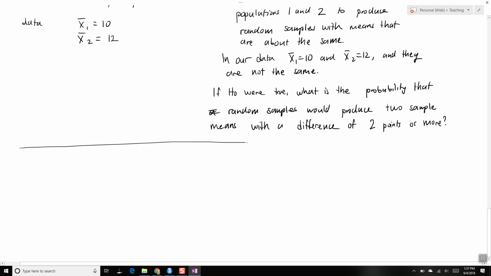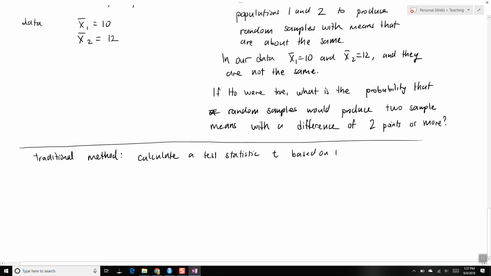Let me write that. So the traditional method: calculate a test statistic T, based on the central limit theorem. For a randomization or bootstrap test, these are different things, but the central concept is the same.